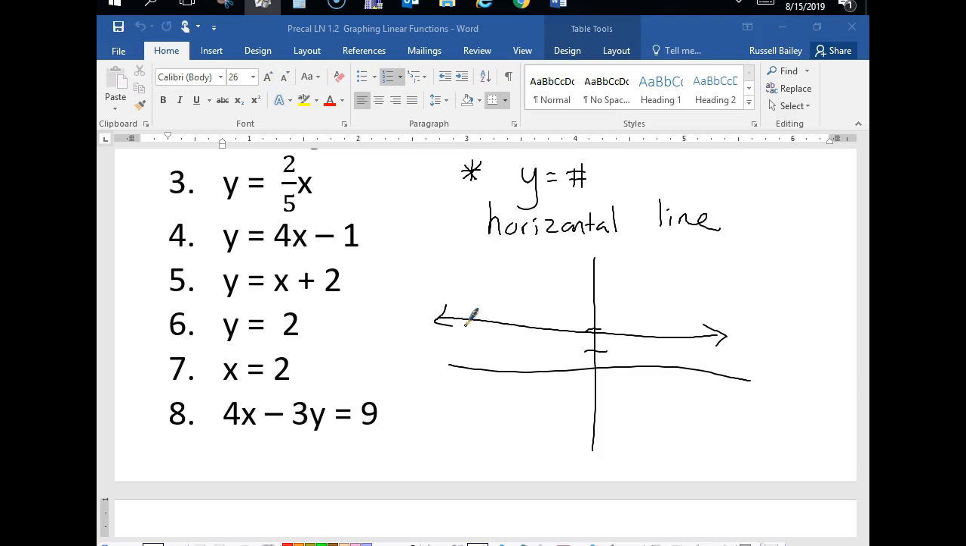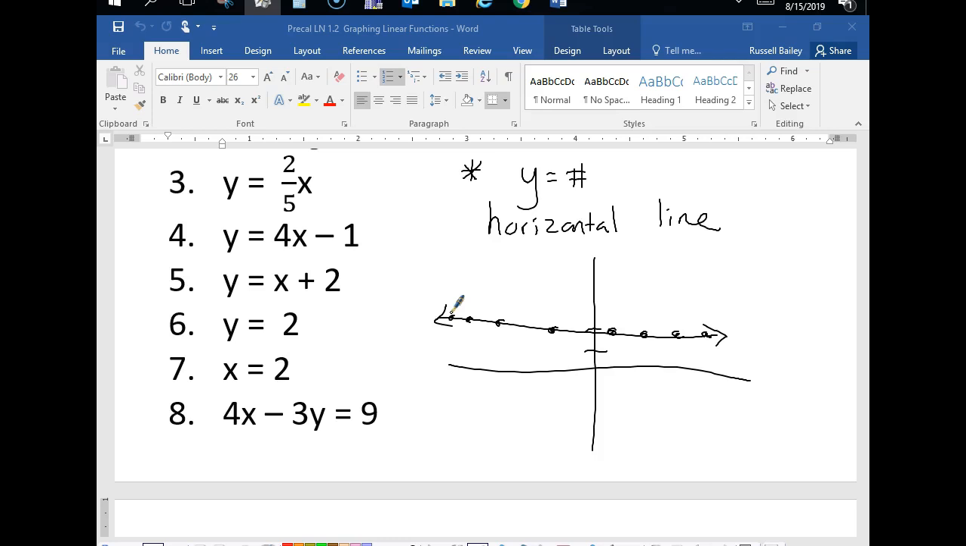Up and down, right? And so I think a lot of people want to graph a vertical line for y equals. But here's why this actually makes sense. Because no matter what point you pick on this line, what's the y value? The y is always 2. Okay? That's why that makes sense.